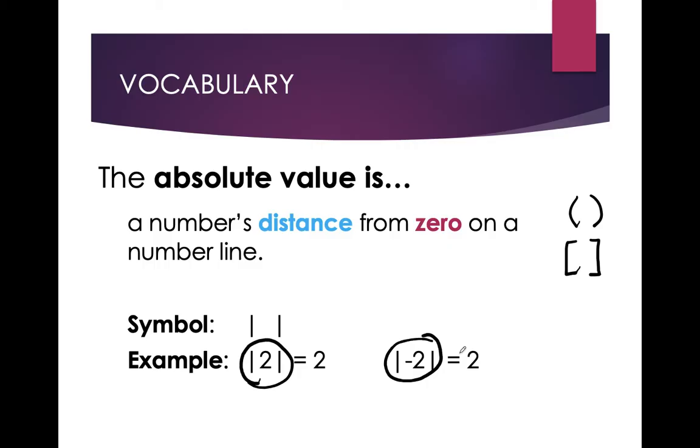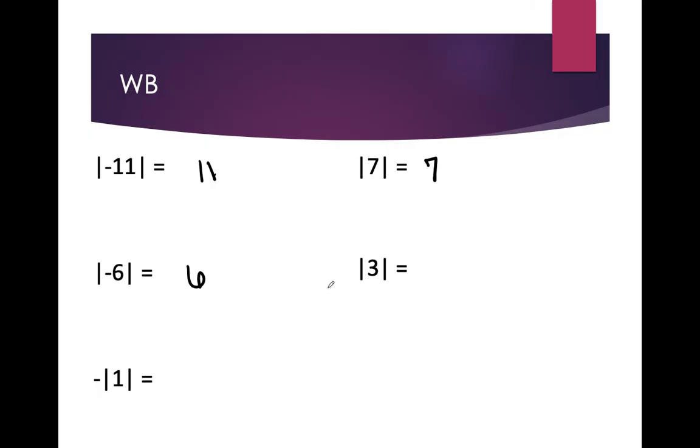And this is the absolute value of -2, which is also 2 because it is also 2 spaces from 0. So notice this is not asking for the opposite, it's asking how many spaces it is from 0 on a number line. So let's try a few examples. The absolute value of -11 would be 11. The absolute value of 7 is 7. The absolute value of -6 is 6. Whoops, the absolute value of 3 is 3.